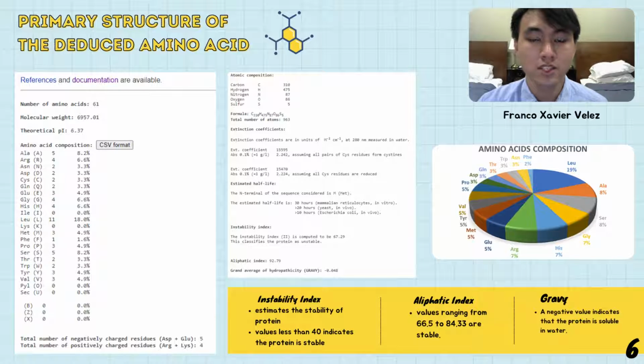The gene has a total of 61 amino acids with an atomic composition of carbon with 310, hydrogen with 475, nitrogen with 87, oxygen with 86, and sulfur with 5, with 963 total number of atoms. Leucine garnered the highest amount of amino acid composition, having 18% of the total. This amino acid stimulates protein synthesis in muscles, tissue generation, and metabolism. On another note, phenylalanine has the lowest amino acid composition with 1.6%. This amino acid is involved in the production of neurotransmitters, norepinephrine, and dopamine.